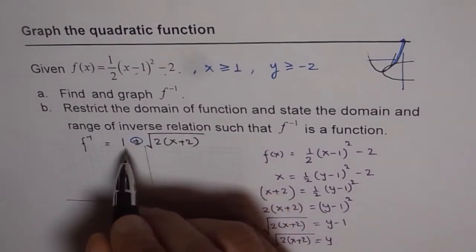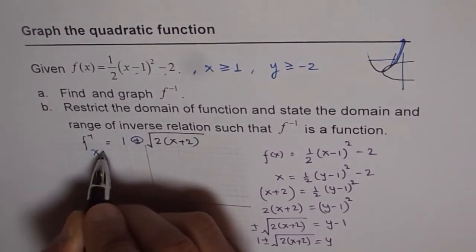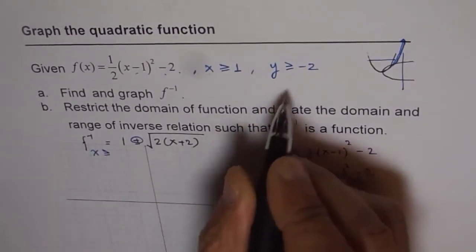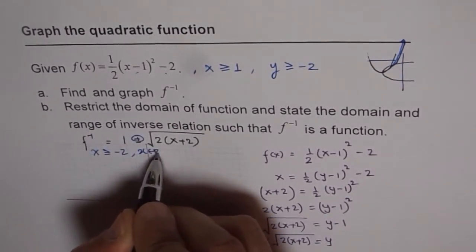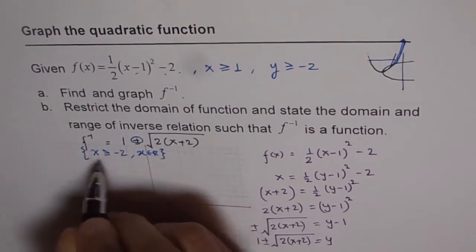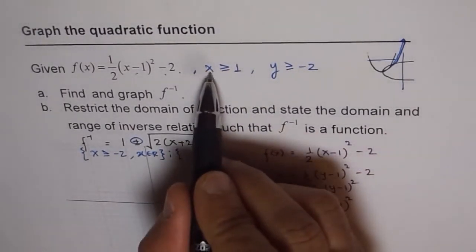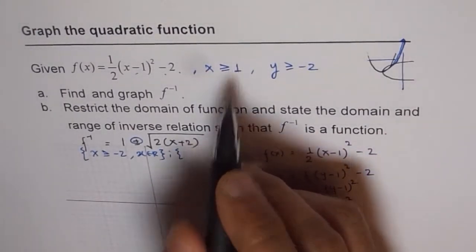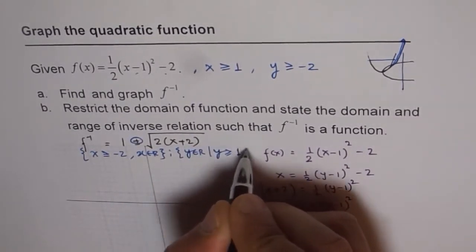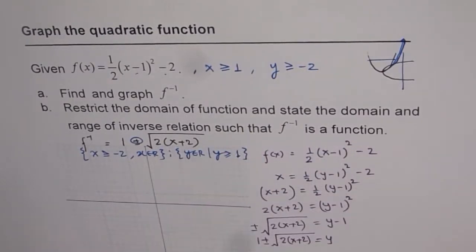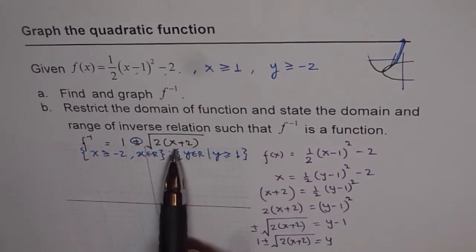So as you can see here, for the inverse function, the domain will be x greater than or equal to minus 2, right? That is going to be the domain. And of course, we'll write where x belongs to real numbers and put it in curly brackets. So that's the domain for the function. And as far as the range is concerned, the range will be y greater than or equal to 1. So it will be y belongs to real numbers such that y is greater than or equal to 1. So that is going to be the range for our inverse function.